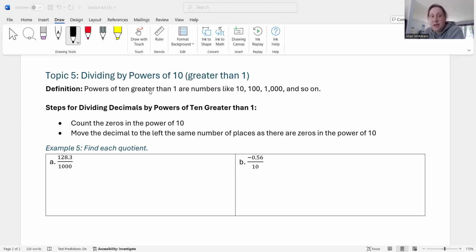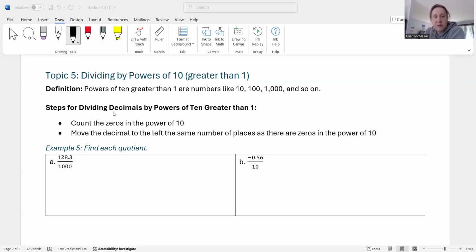So powers of 10 greater than 1 are numbers like 10, 100, 1,000. Basically, if you have a 1 followed by a series of zeros, that's a power of 10 greater than 1. And when it comes to division, if we know how to divide by powers of 10 greater than 1, it's just a shortcut. It reduces the time it takes us to do these problems. You could certainly divide these problems using the regular steps we've learned at the beginning of this worksheet, but knowing these shortcuts can be kind of powerful, okay?